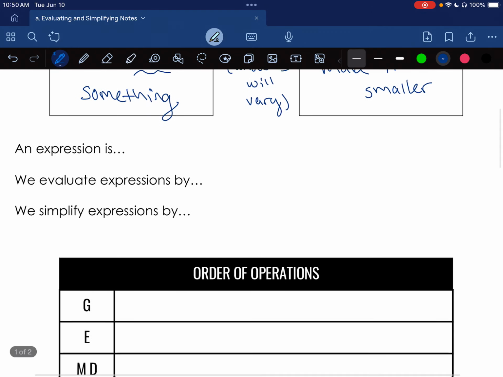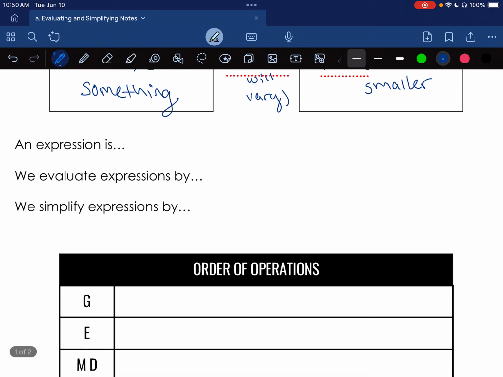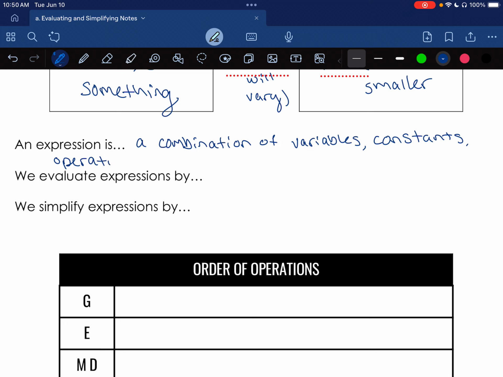All right, so we got a couple definitions here. If I ask you, what is an expression? An expression is a combination of variables, constants, like numbers, operations, and grouping symbols.